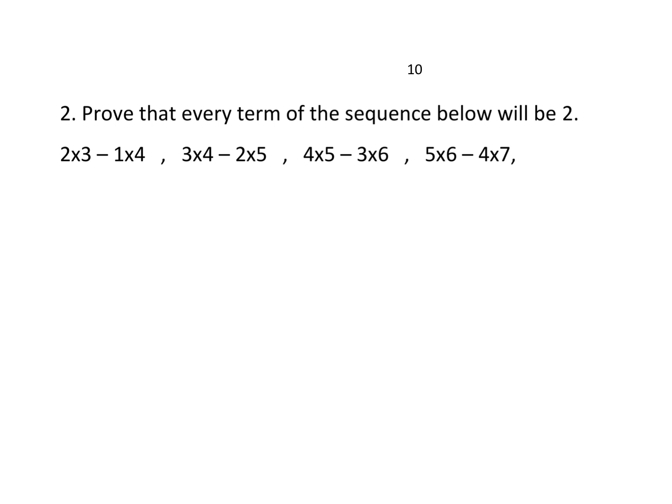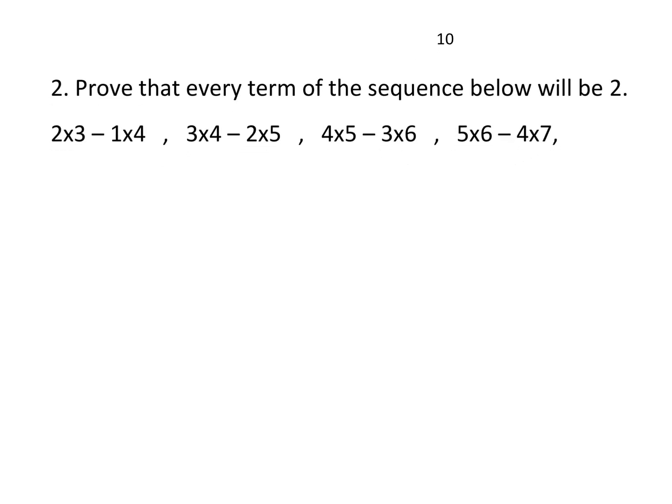Okay, this one's a good bit different, maybe a good bit harder as well. We have to prove that every term of the sequence below will be 2. So you can't just work out that the first one is 6 take away 4, which is 2, 12 take away 10, which is 2. We're going to have to use algebra if we're going to prove it.